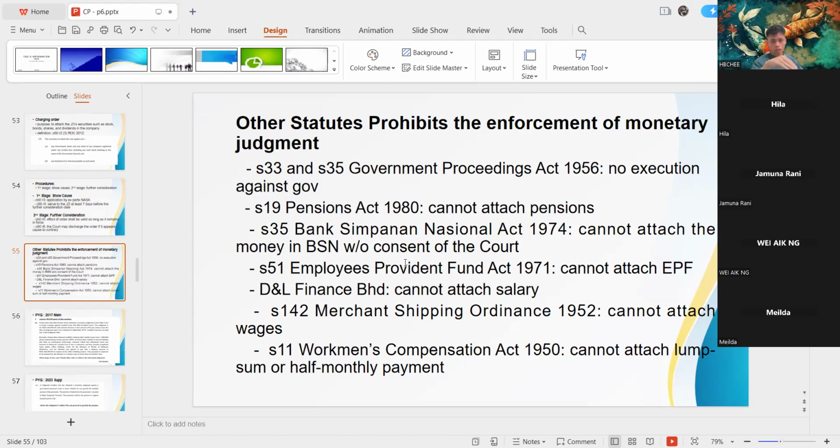And when it comes to the case of D&L Finance, you cannot attach someone's salary. Another one is the Merchant Shipping Ordinance. You cannot attach the judgment debtor's wages. Okay, so before I proceed further, does anyone know the difference between salary and wages?